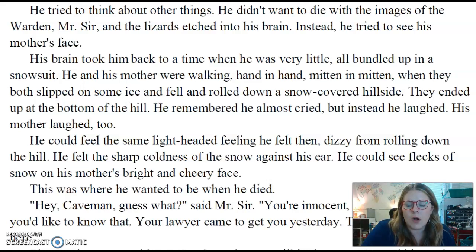He and his mother were walking hand in hand, mitten in mitten, when they both slipped on some ice and fell and rolled down a snow-covered hillside. They ended up at the bottom of the hill. He remembered he almost cried, but instead he laughed. His mother laughed too. He could feel the same light-headed feeling he felt then, dizzy from rolling down the hill. He felt the sharp coldness of the snow against his ear. He could see flecks of snow on his mother's bright and cheery face.